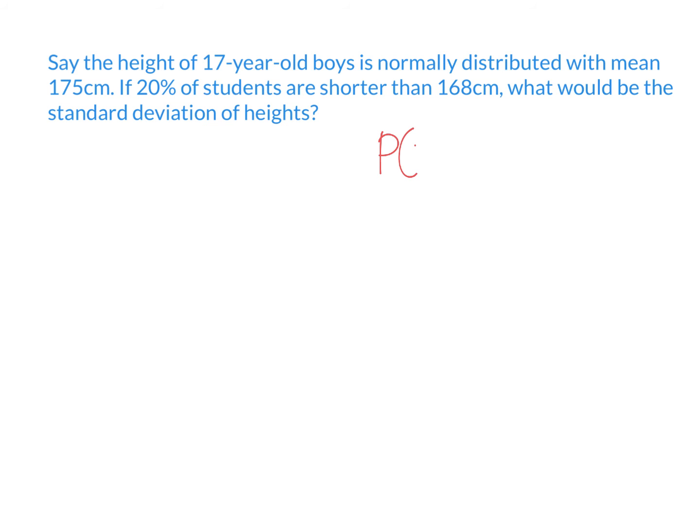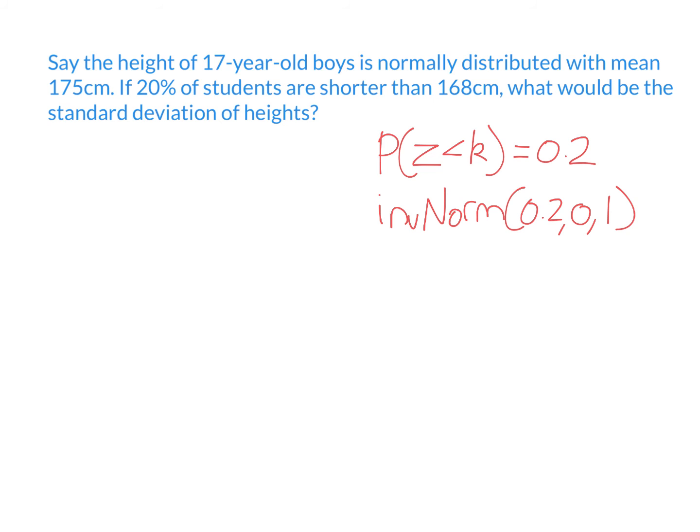So we have the probability that Z is less than K is equal to 0.2. To figure out what K is, I just use inverse normal. The area is 0.2, mean 0, standard deviation 1. Putting that on our calculator, we get approximately minus 0.8416. What I have found is that because only 20% of scores are lower than 168, this number 168 centimeters must be 0.8416 standard deviations below the mean.